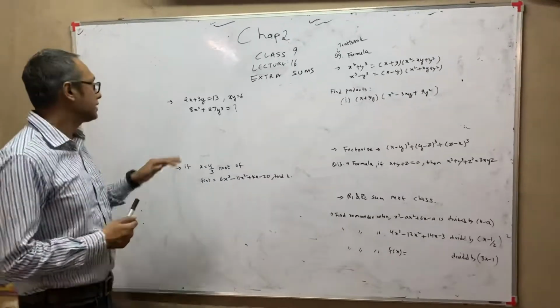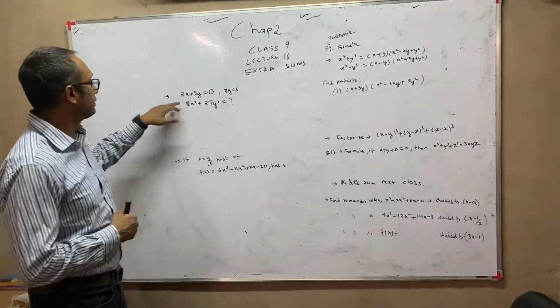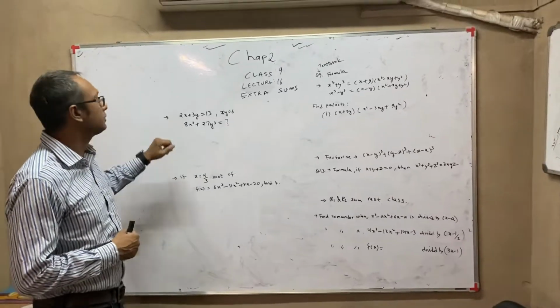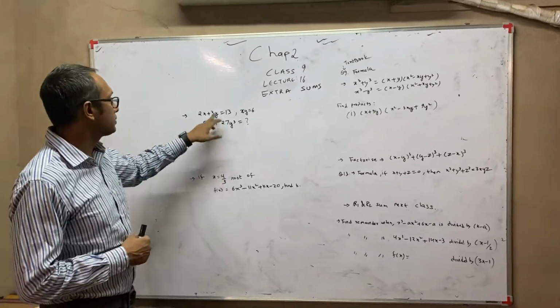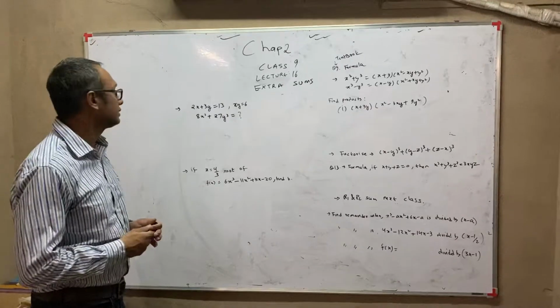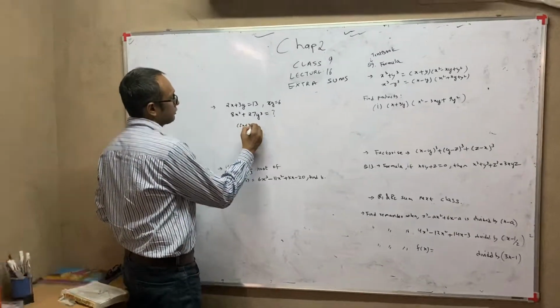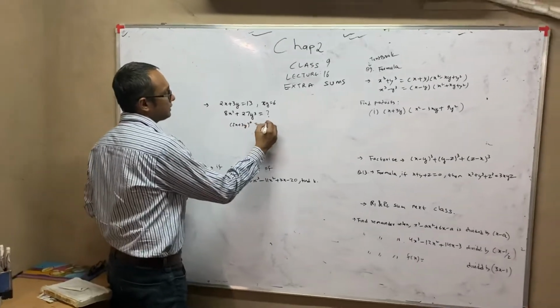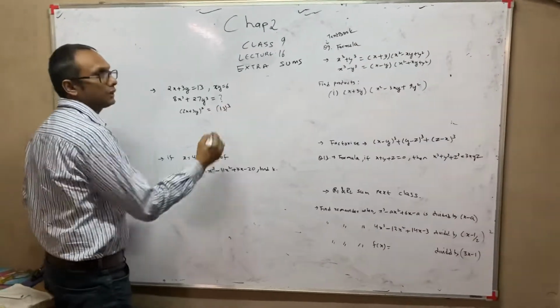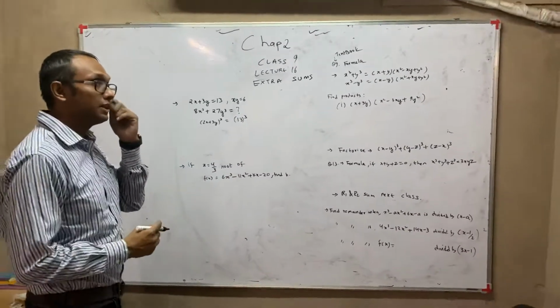Now again, if you see the sum, you realize that 8x cube is a cube of 2x. 27y cube is cube of 3y. Some cubing has to be done. So what we will do? We will cube both sides. Okay? We will cube both sides.